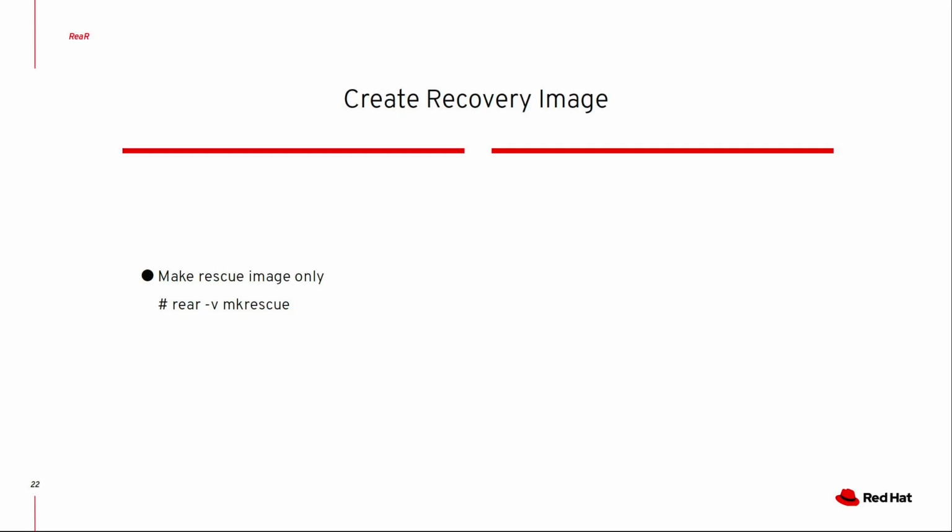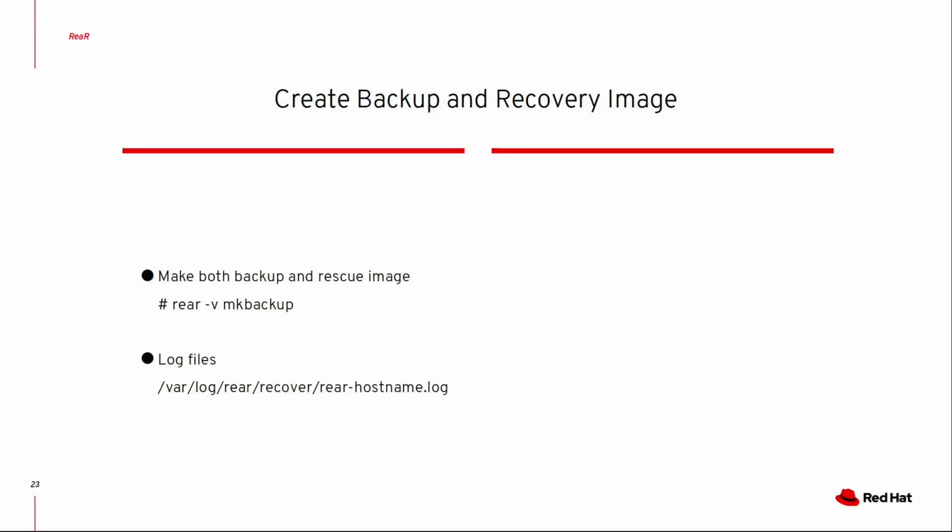If you only wanted to create the rescue media, rear -v mkrescue, it will look and say, oh yeah, okay, I need to create this rescue disk, it'll create it appropriately, and then it will automatically insert the recovery links for your backup via NFS into that rescue media. So when you boot off of it, it knows about the NFS server. But most of the time, you're probably going to want to just do both of them. So you would do rear -v mkbackup, and it does the rescue disk first, and then does a full backup all together as one set of commands. And then it does generate a log file, so you can go look at the logs.